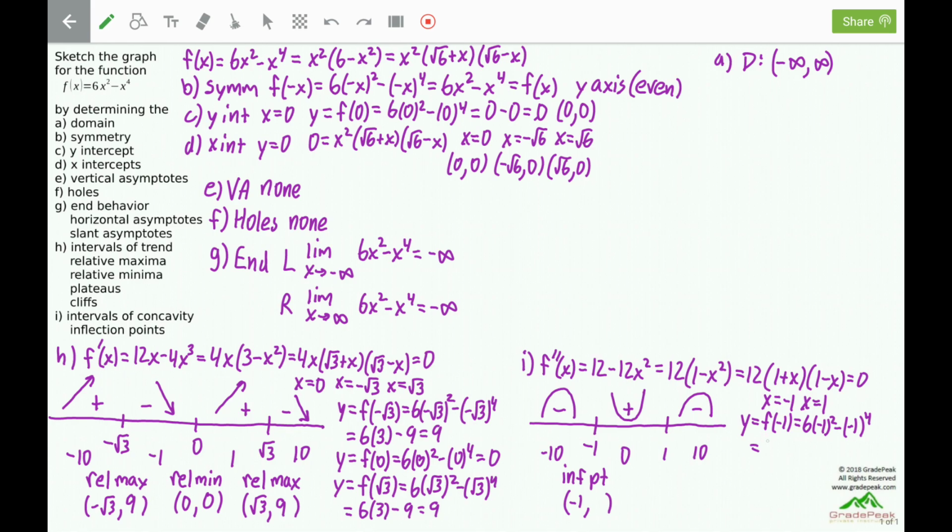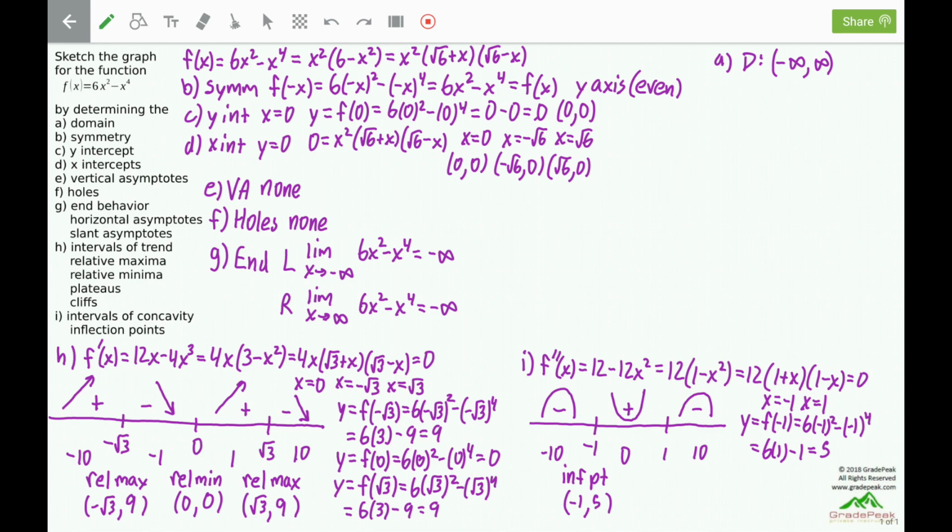-1 squared is +1. -1 to the 4th is +1, then with a minus. 6 times 1 is 6, minus 1 is 5. We have a corresponding y-coordinate of 5.